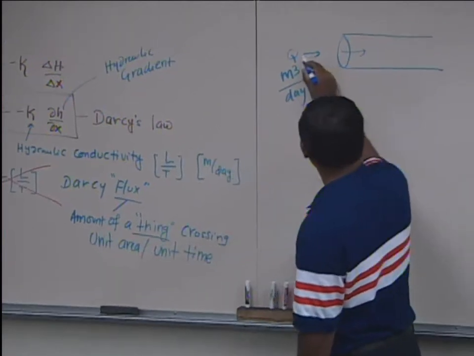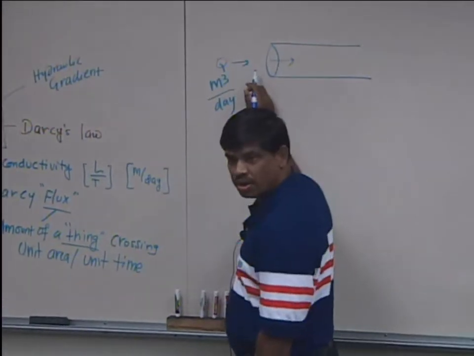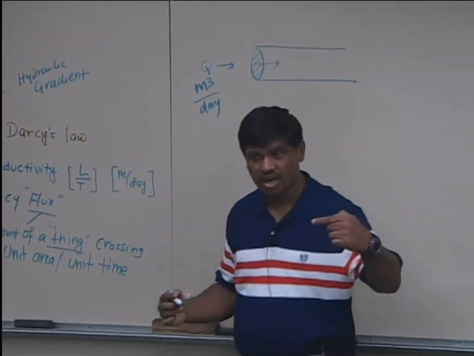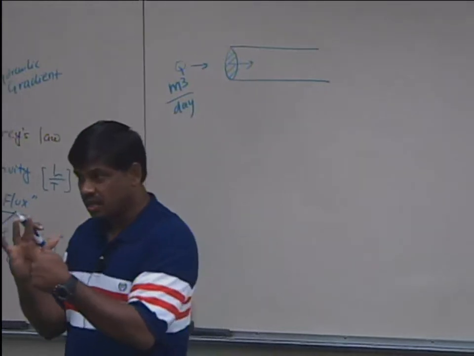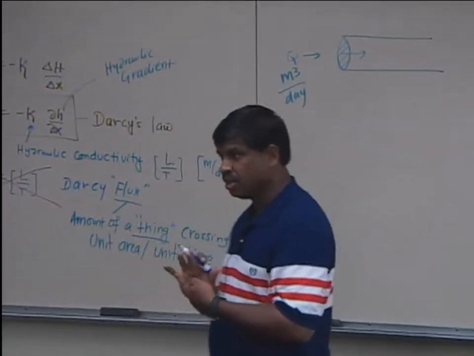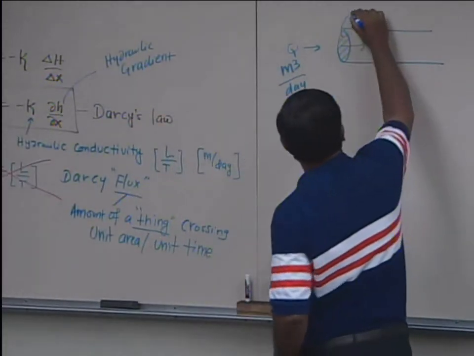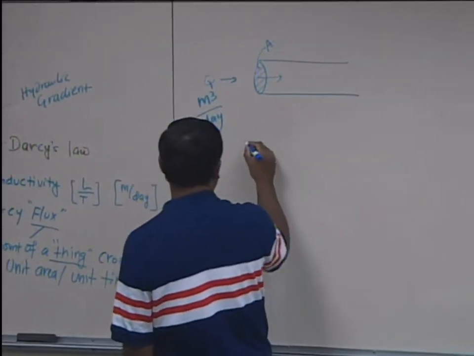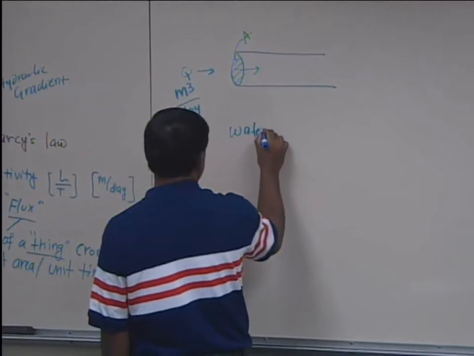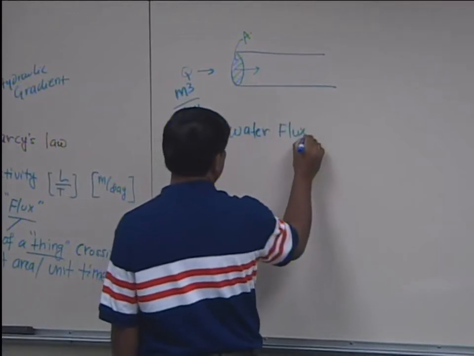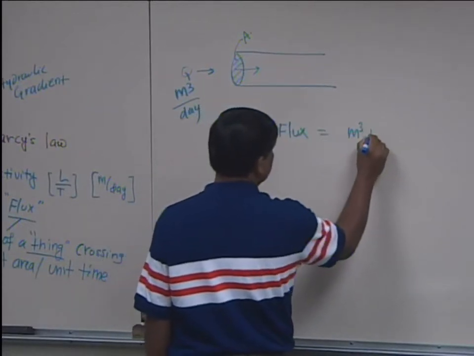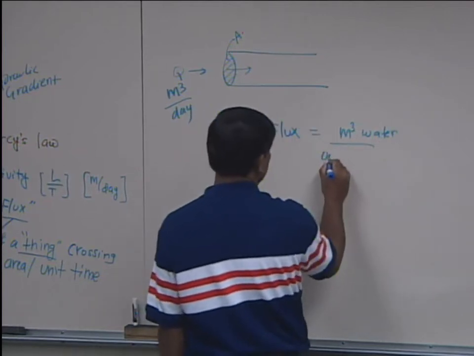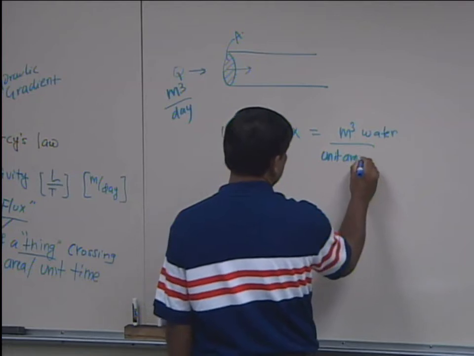So in this case, what is crossing? It's the volume of water, right? Crossing, and this is the control area. So it's like a vector quantity actually. It's got a direction, and it's normal to a surface. So this is my area. In this case, the basic flux will be water flux, which is cubic meter of water crossing unit area per time.